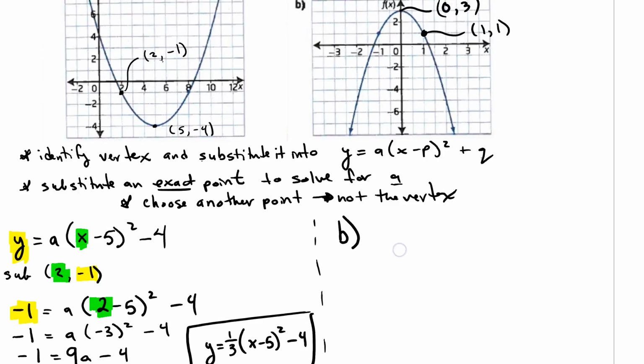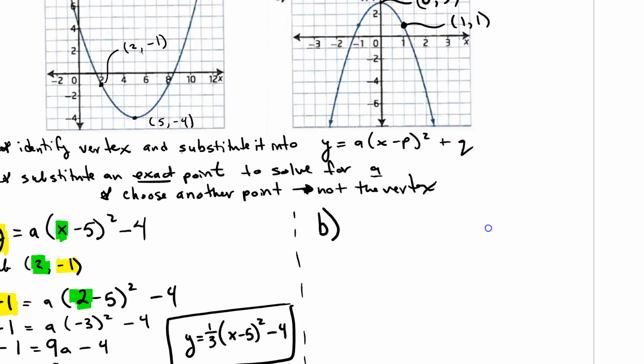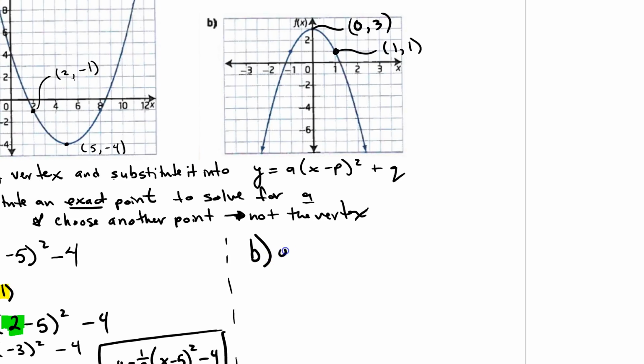So first things first, identify the vertex and substitute it into y equals a(x minus p) squared plus q. So we're going to say y equals a. And don't worry about putting a negative here. It'll all come out in the wash. You'll see what I mean. I'm going to say x minus 0 squared plus q, which is 3. I'm going to clean this up a bit because I don't want those nasty mathematicians to laugh at me. y equals a x squared plus 3.